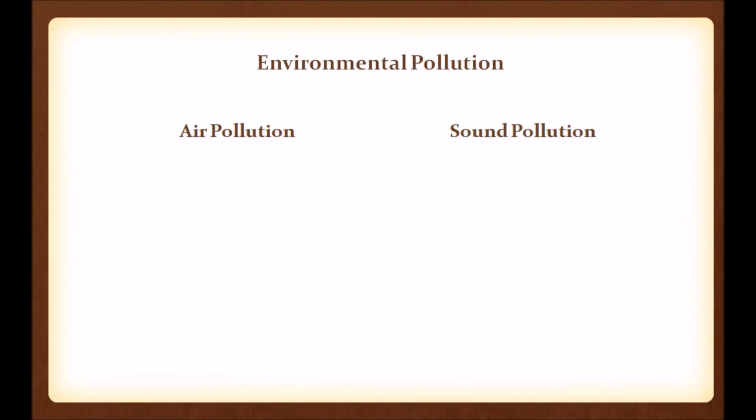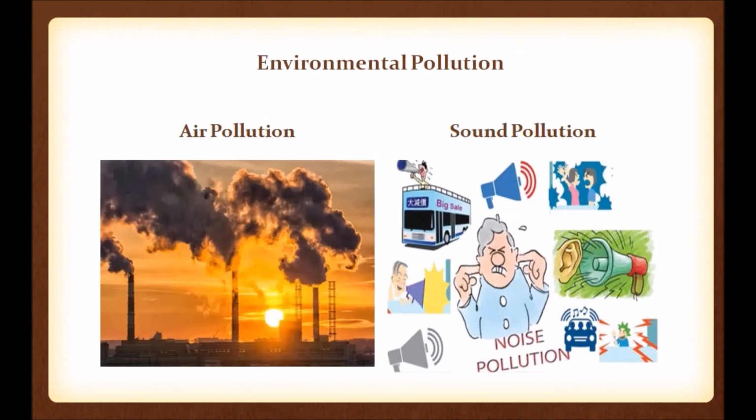Next, you can see air pollution and sound pollution. On the left side, we can see air pollution, and the burning black smoke pollutes the air and it becomes contaminated, and we cannot get fresh air. And it also hampers the ozone layer. If you take science in the future, then you will learn more about these things.